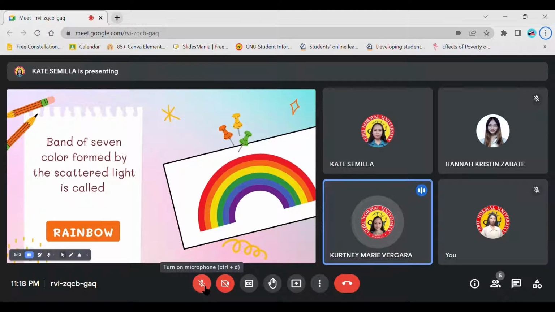Rainbow is the band of seven colors formed by the scattered light. A rainbow is an example of white light dispersion. A rainbow is formed because of the high number of tiny droplets of water that remain hanging in the air shortly after the rain. Each drop functions as a tiny prism. When sunlight strikes these droplets, the white light divides into seven distinct colors. A continuous band of seven colors is formed by the scattered light from a huge number of droplets. Rainbow is the name given to this colored band.